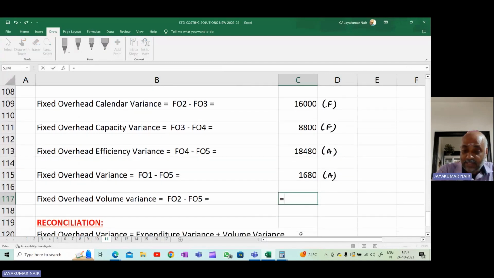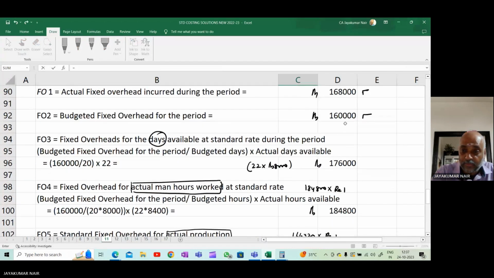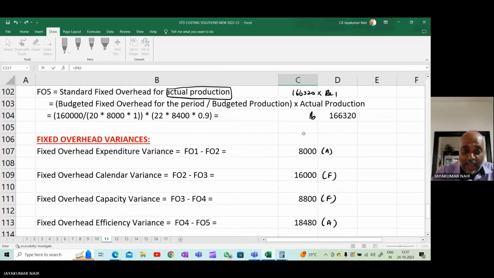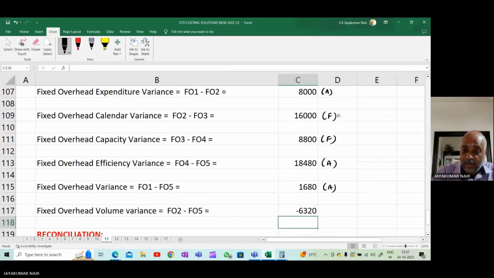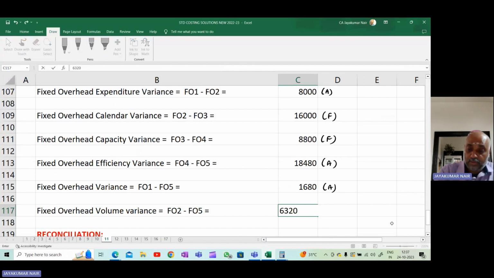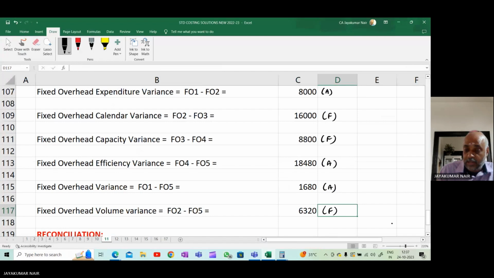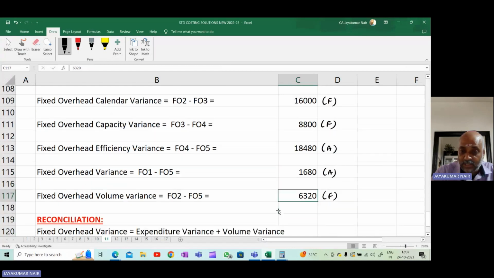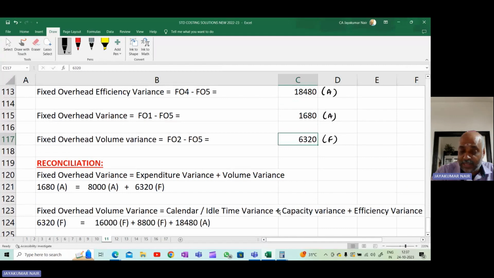And volume variance is FO2 minus FO5. It is negative, therefore it is favorable, 6,320. So after you have computed the variances, expenditure variance, calendar variance, capacity variance, efficiency variance, fixed overhead variance, and volume variance, then you have to reconcile. So how do you reconcile?